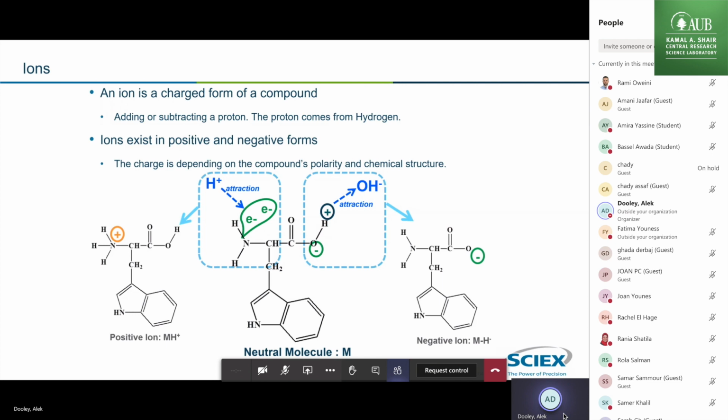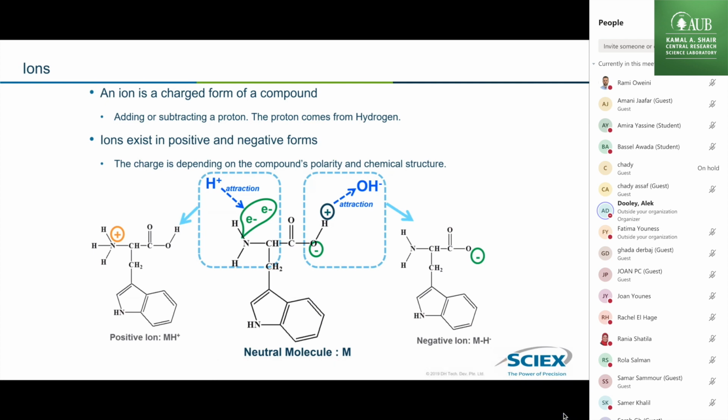So if you don't have any carboxyl groups and you don't have any OH groups, you're not going to have a proton that can be lost. So it won't work in negative mode. So this is not dependent on the instrument. This is dependent on the compound, right? This is a property of the compound, whether it's going to work in positive mode or negative mode.